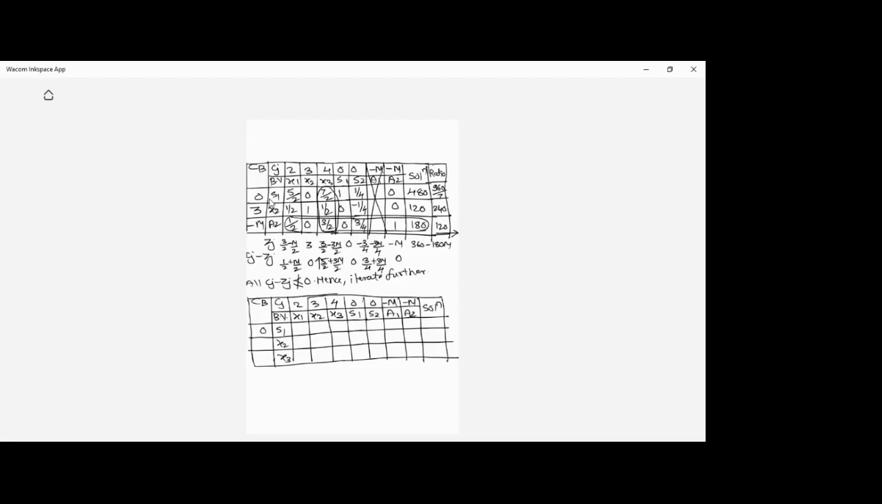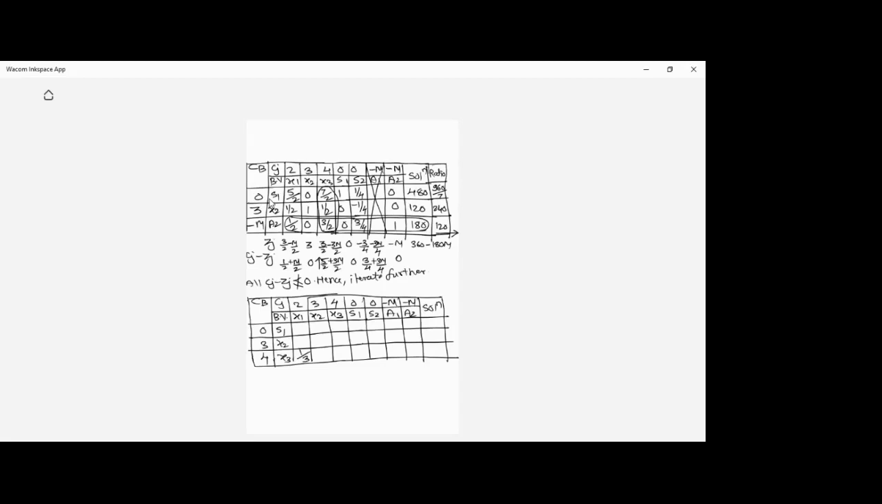So s1 will have the coefficient 0, x2 is 3, and x3 is 4. So let's concentrate upon the key row first, that is our last row, the x3 row. Here the key element is 3 by 2. For the new value of every element here, the old value should be divided by the key element. So 1 by 2 divided by 3 by 2 will be equal to 1 by 3.